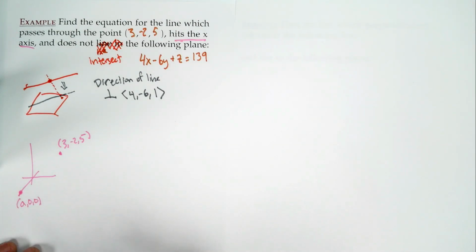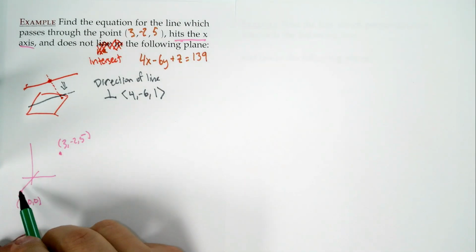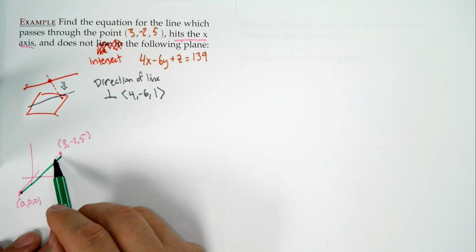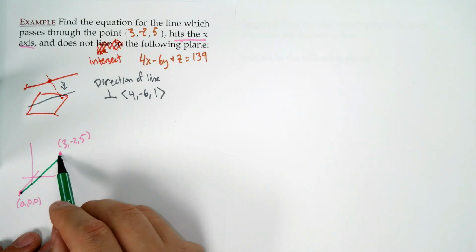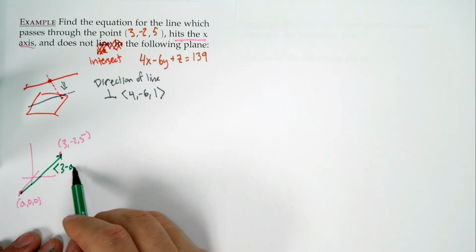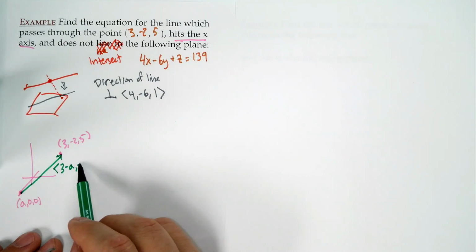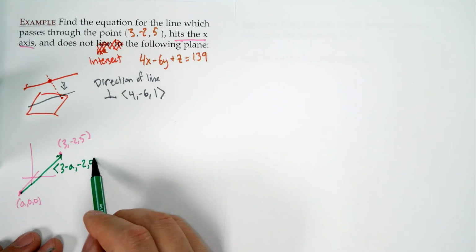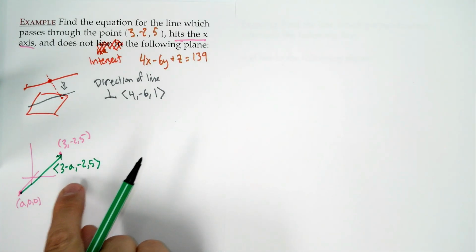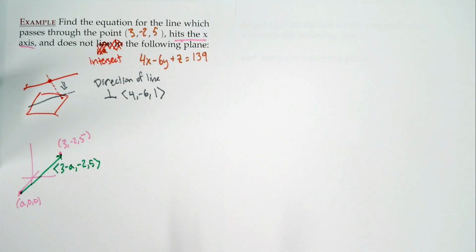So, I can do the following. I can say that the vector for the line has to have the following form. Namely, I can look at it as the vector 3 minus a, -2, 5. So for some choice of a, that's the right vector for the line. That's the direction of the line.